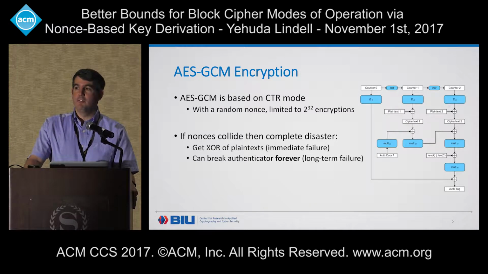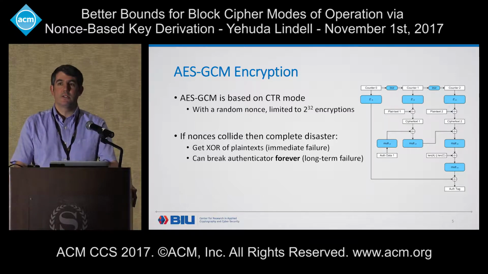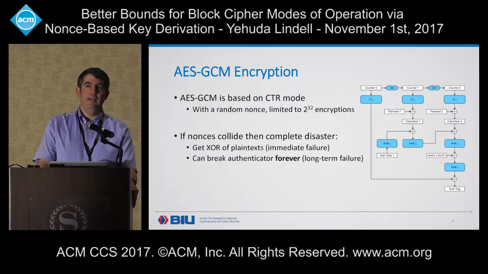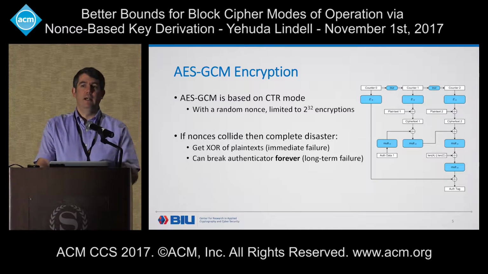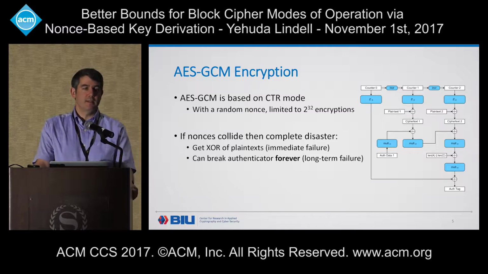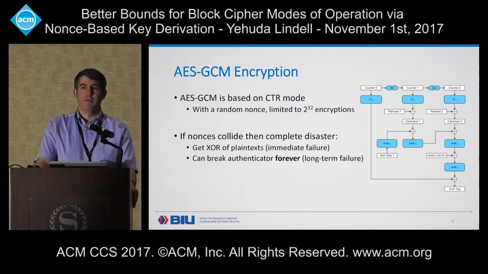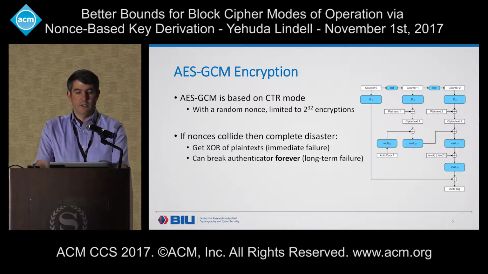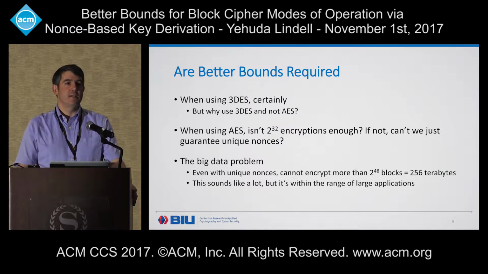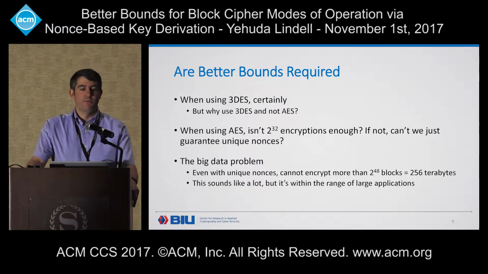AES-GCM, which is an authenticated encryption mode, so it gives us also integrity guarantees, is also based on Counter mode and therefore has exactly the same limitations. You can encrypt up to 2^32 messages with a random nonce and no more. And here, actually, if nonces collide, the situation is much, much worse. Because in Counter mode, if nonces collide, we get a local failure where you get the plaintext of those two messages. In GCM, if the nonces collide, not only do you get those plaintexts, the authenticator is also broken forever. So that means you can now forge messages, tamper with messages, if you ever have a nonce collision. So you have to be very, very careful in something like GCM to make sure that you don't have any nonce collisions. The question you may be asking is, okay, this is all very nice, but these numbers actually seem quite high. Do we really need better bounds?